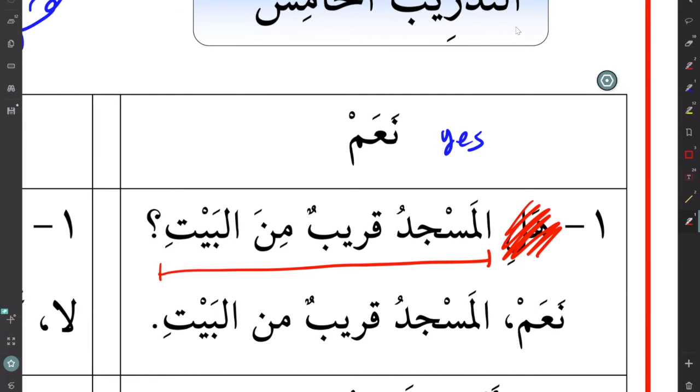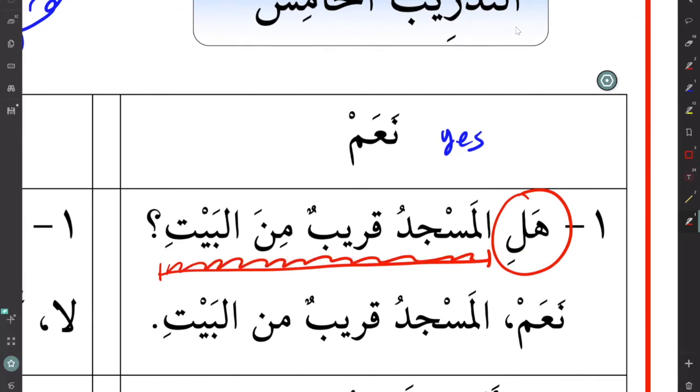So if you want to ask whether or not the mosque is close to the house, all you do is add the hal. هل المسجد قريب من البيت؟ Okay, so you don't have to touch the original statement at all. So instead of saying the masjid is close to the house, now you're asking, is the mosque close to the house? Okay, and you should know why we have a kasra here.